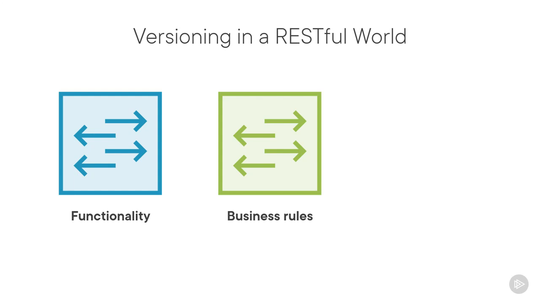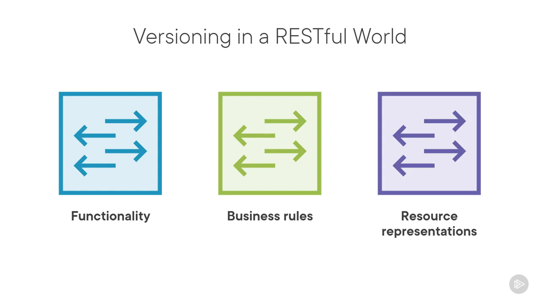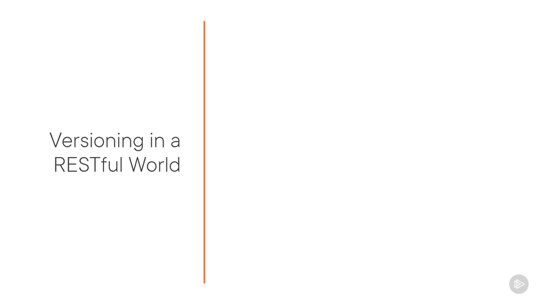And then there's changes in resource representations. Sometimes fields are added or removed. We need to be able to adapt to this without breaking consumers of the API. Adapting to change like this is evolvability, and that is one of the key concepts we've been talking about throughout this course. A versioning strategy is one way to do that.